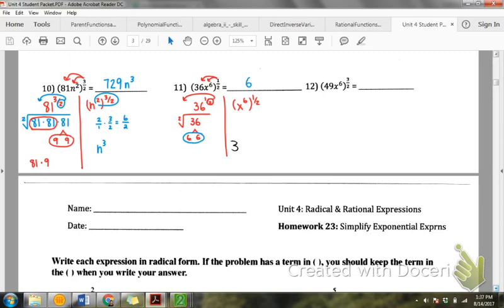Then if we go over to our variable, I have 6 over 1 times 1/2. Right, so I multiply my exponents. 6 over 2 is 3. So this becomes x to the third power. And it goes up there with the 6. Any questions on 11? Try 12 on your own, please. Take it a step at a time.